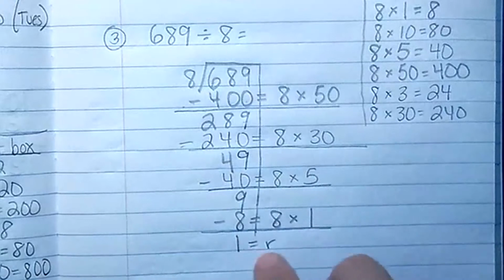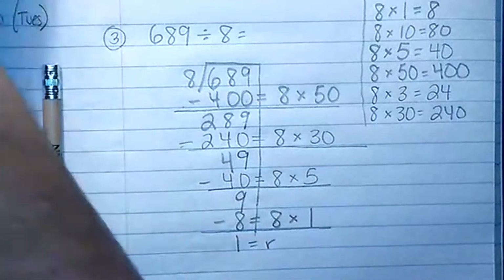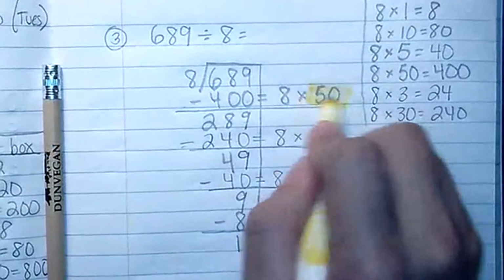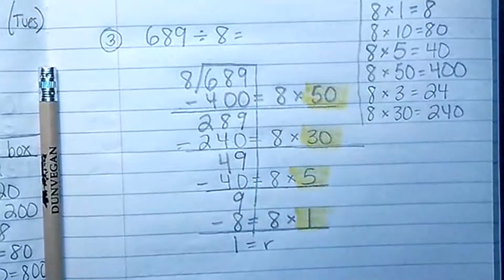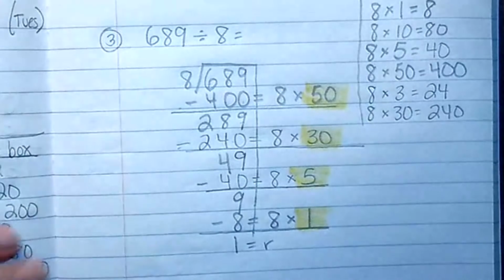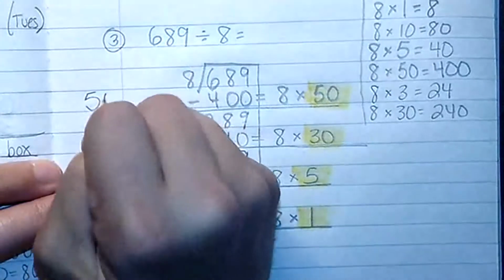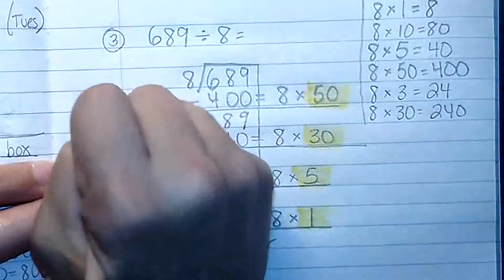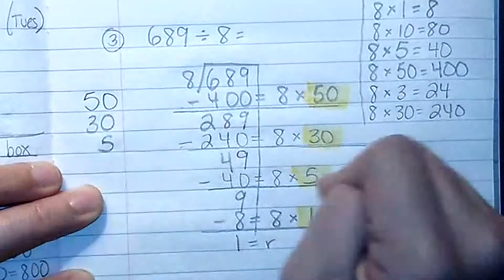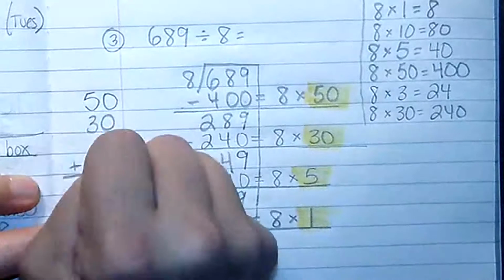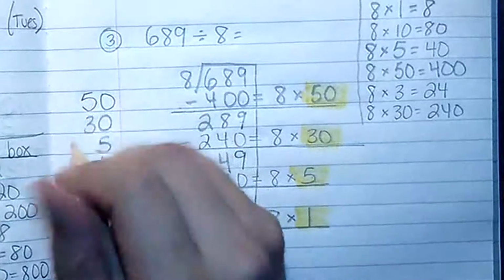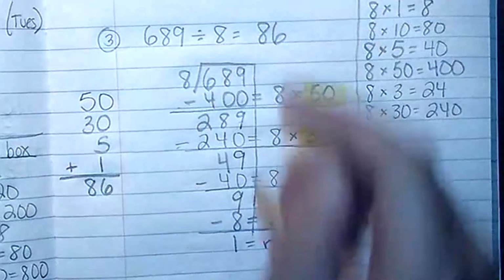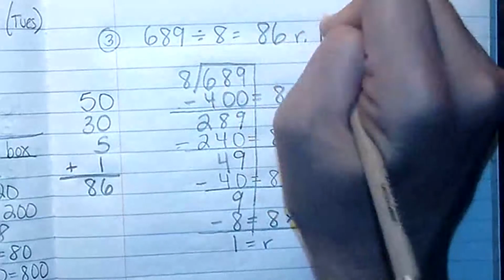Some people would say the remainder of 1 is their answer, but it's not. Be really careful. We have to go look on the side and put all of these partial answers together. Now we don't add the remainder until after we check. So I'm going to stack these and add them. 50 plus 30 plus 5 plus 1. Well, 5 plus 1 is 6. And 5 plus 3 is 8. I think the answer is 86 with a remainder of 1.